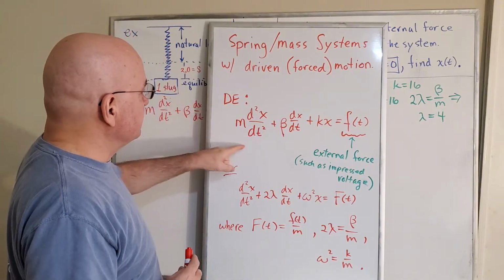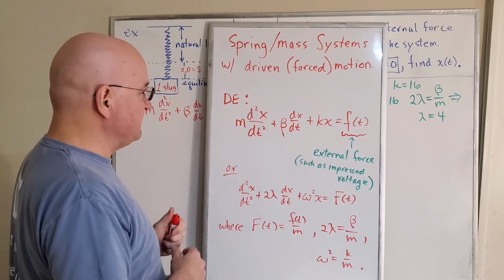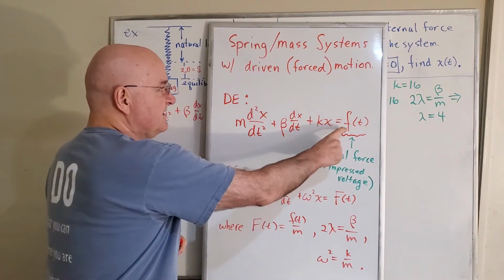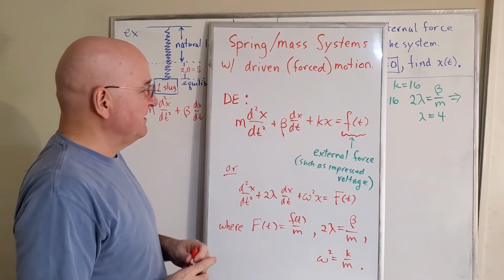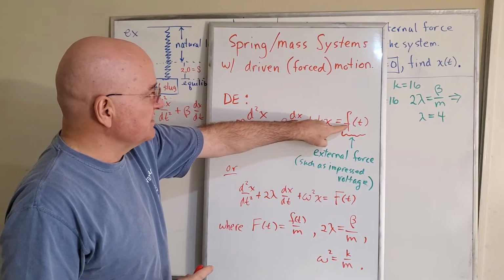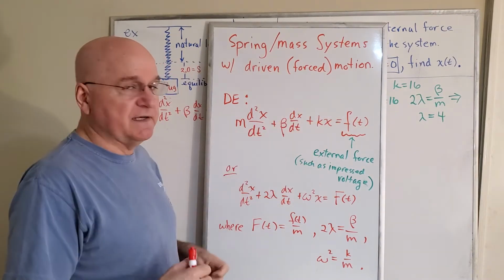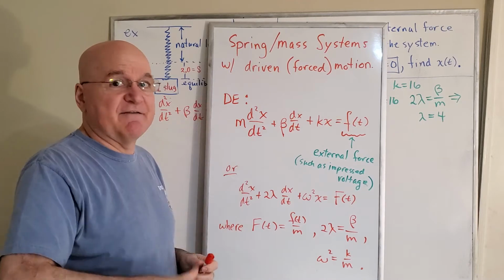So this is the differential equation. We've seen this before. The only difference is this is not just zero. This is going to be an external force, this F of t, something like an impressed voltage. So this thing's never going to stop.